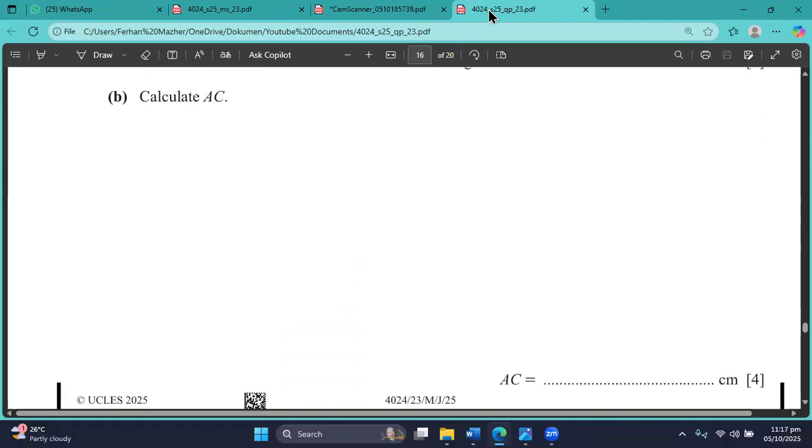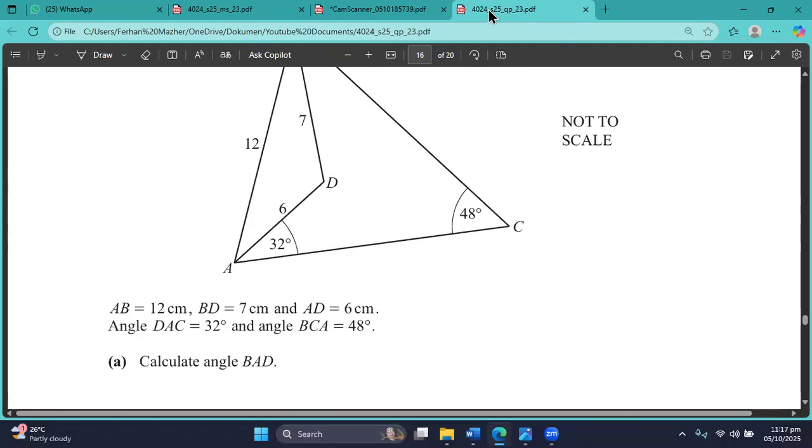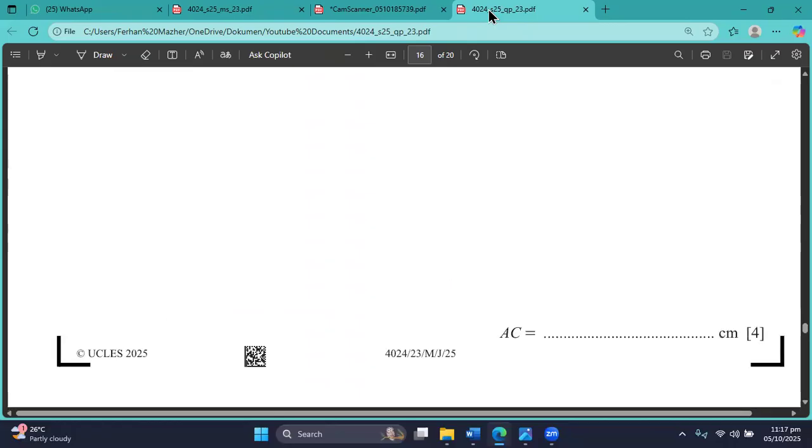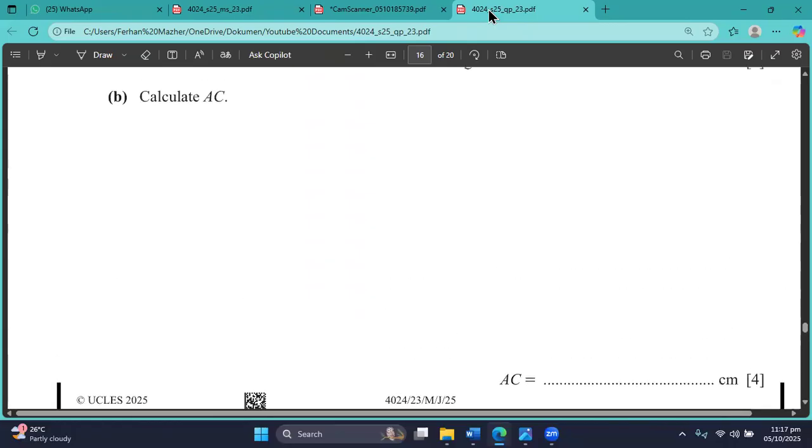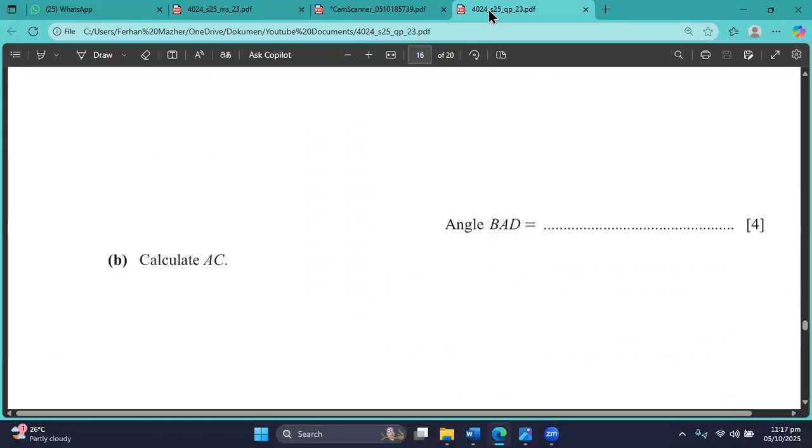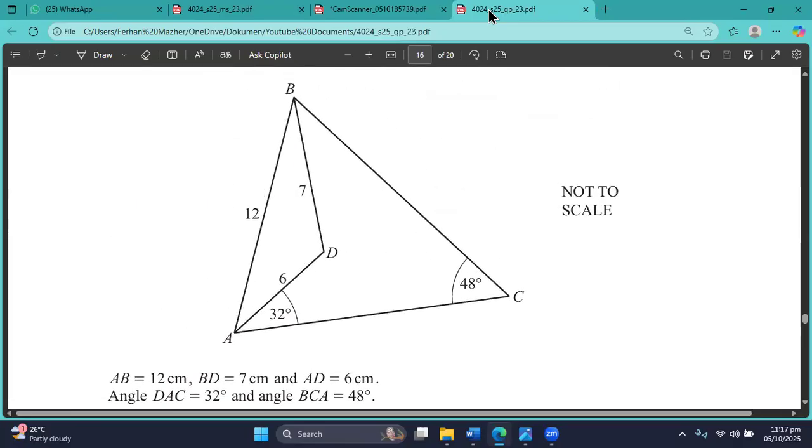Then the B part, it's a 4-mark question. It says find the length of the AC. So they want me to find out the length of the AC. So this is the question: question number 19, B part, AC side. Okay. So I want to know this side.